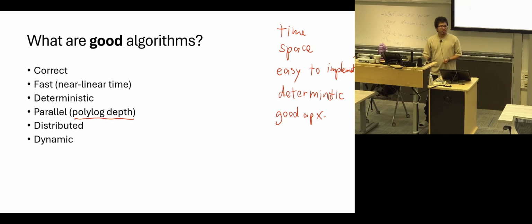Dynamic. What do I mean? It means that suppose you have the whole input, and then let's say one edge of your graph is changed. Maybe you insert one edge into the graph. You shouldn't need to run the whole algorithm from scratch. We want to make it dynamic in this sense. When the data change a bit, just update your data structure a bit, and then you can return the whole thing quickly.